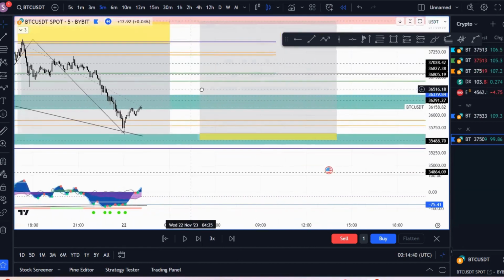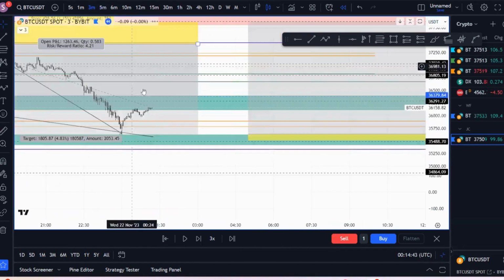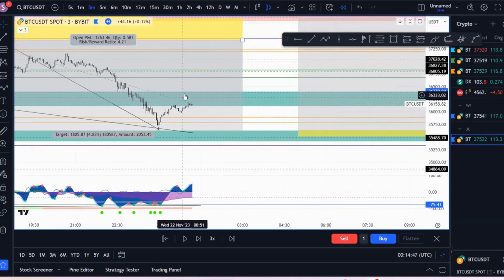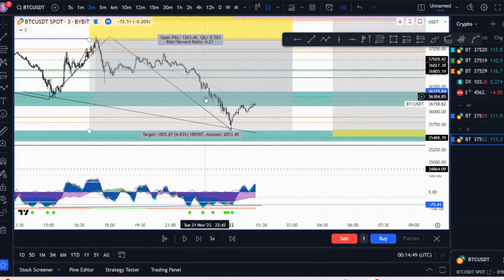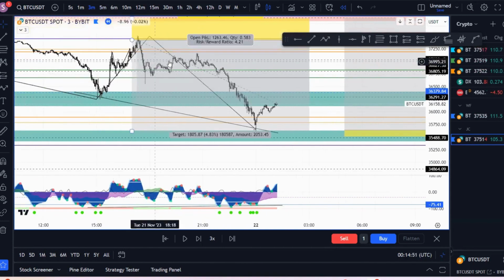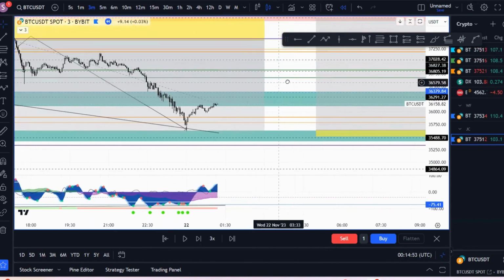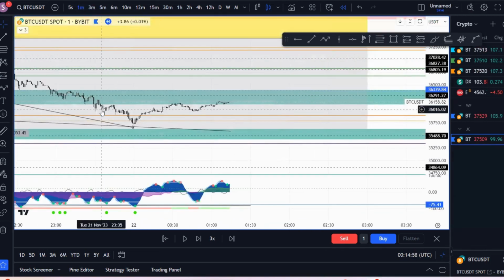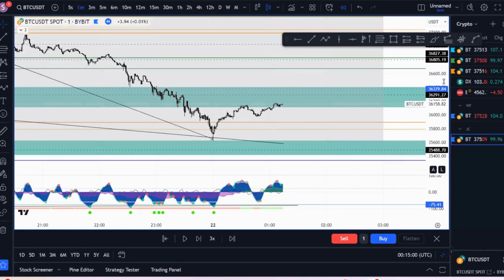But is there a real market structure change here? I wouldn't say so. Okay. All right. So now let's look at the 3 minutes. Let's see what the 3 minutes has to offer. So again, on the 3 minutes, I can't really see any clear market structure to indicate a change in market structure so that we can enter that trade. Let's look on the 1 minute.